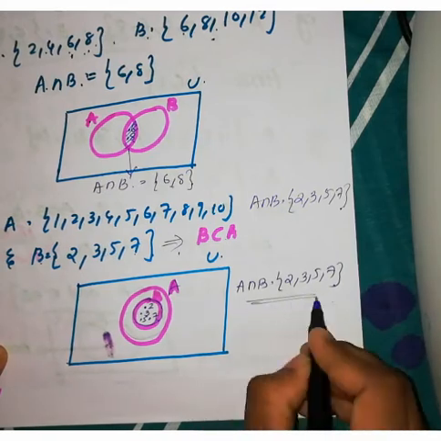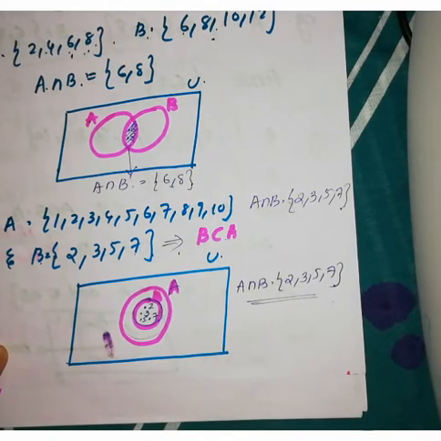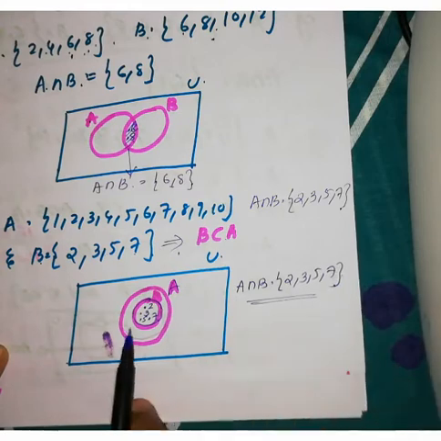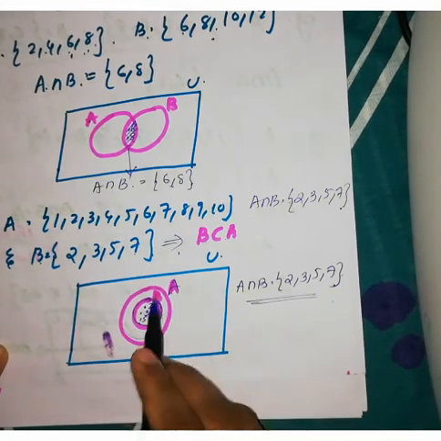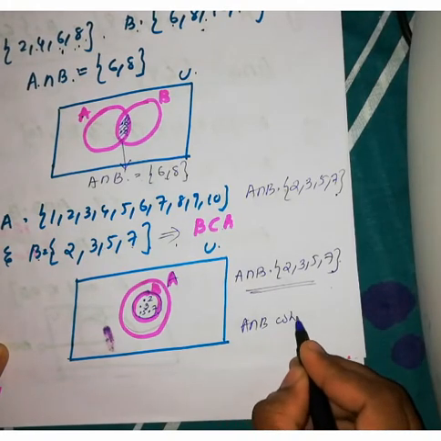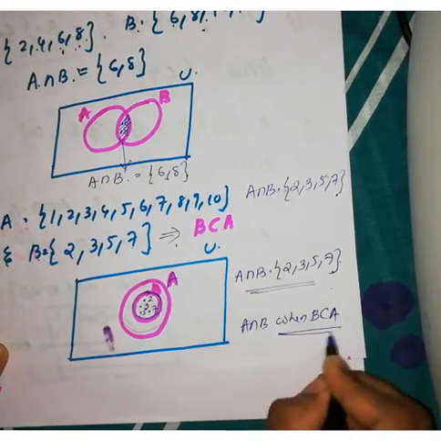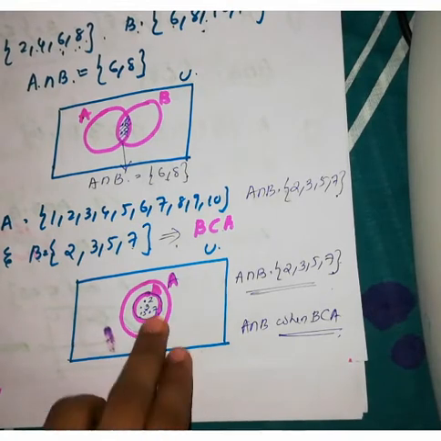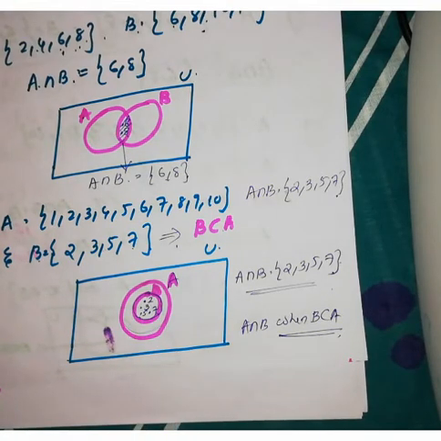Then what is A intersection B? A intersection B is equal to 2, 3, 5, 7. This is the Venn diagram of A intersection B when B is a subset of A. If B is a subset of A, its Venn diagram will look like this. So it's clear?